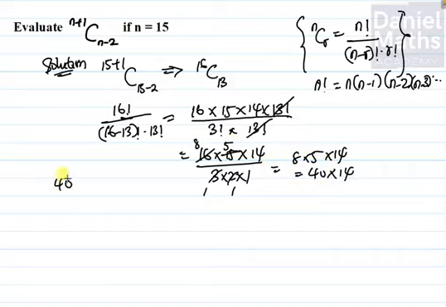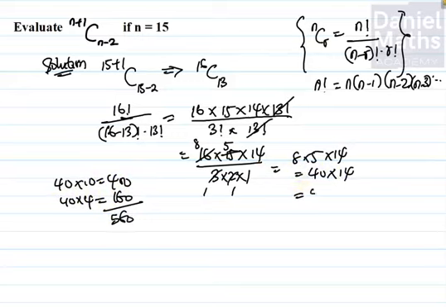So 40 times 10 is 400. Then I have the next 4: 40 times 4 will give me 160. So 400 plus 160 will give me 560. So the answer becomes 560.